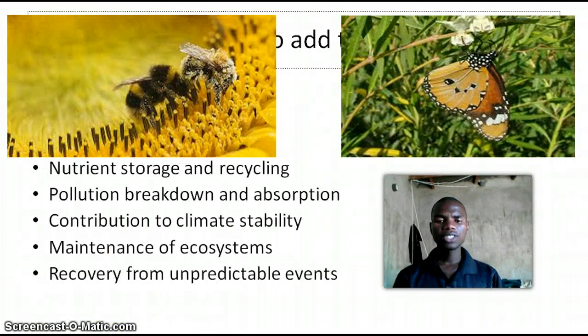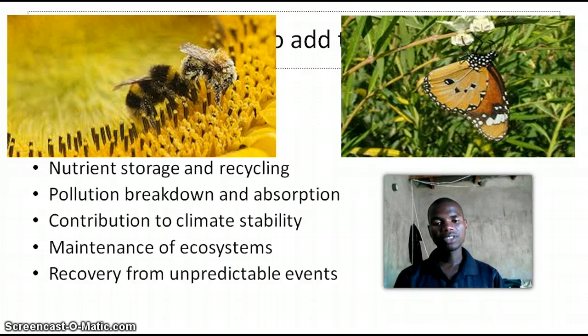And then we've got nutrient storage and recycling. For example, carbon is stored as glucose in plants. We eat carbon as glucose, and then we exhale carbon dioxide outside, and it goes back to the atmosphere and circulates through the biodiversity. Then there is pollution breakdown and absorption. Plants try to absorb the greenhouse gases in order to reduce their toxicants, and then contribute to climate stability.